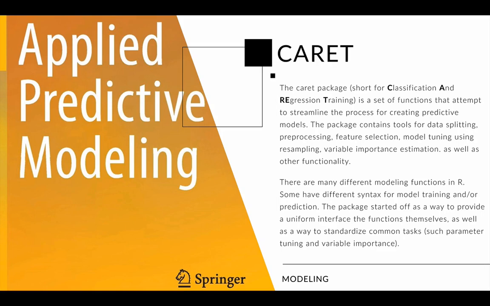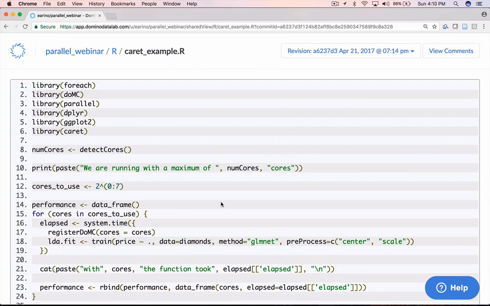The package started off as a way to provide a uniform interface for the functions themselves, as a way to standardize common tasks, such as parameter tuning and variable importance. However, the addition of parallelism turned it into a high-performance model-building environment. In my caret example code, I once again take advantage of the diamonds dataset. Here, I'm again iterating through just the number of processors that I want to use, and calling caret's train function, its gateway to all of the machine learning models in R, to try to regress price on all the other data for the diamonds dataset.